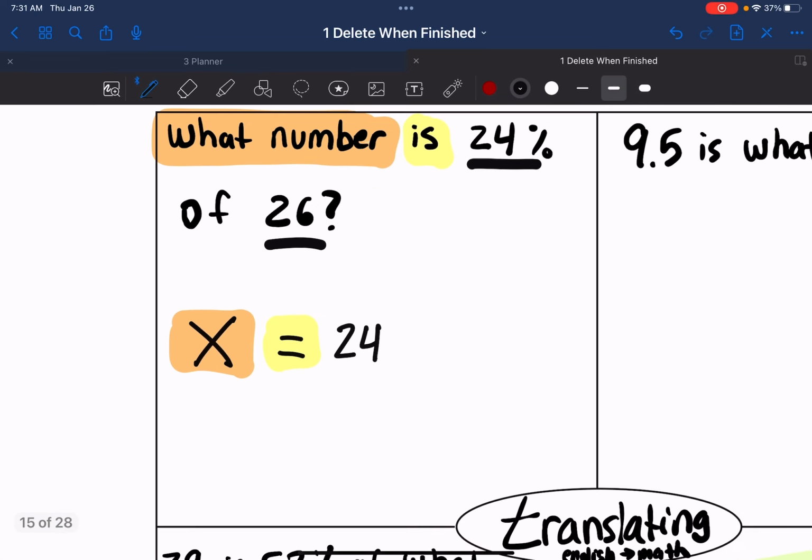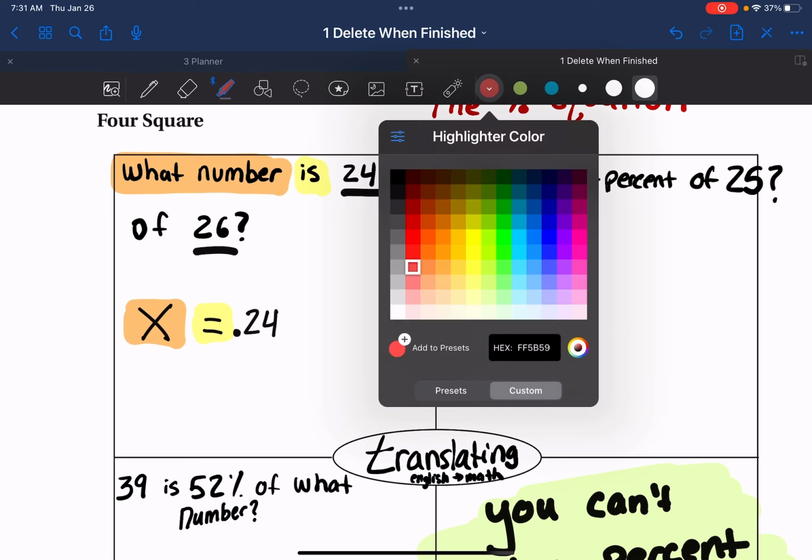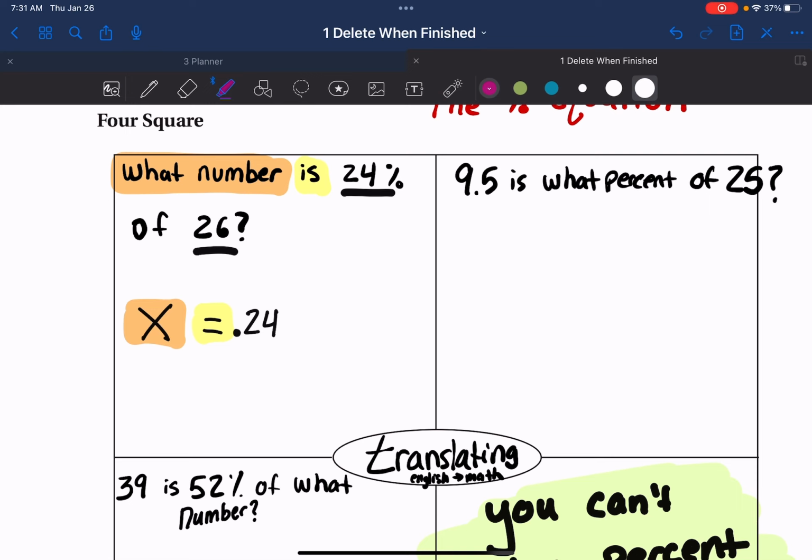Move it, boop, boop, 2 places. Now it's going to be 0.24, okay? So what number is 0.24? Now the next word is "of," and I highlighted that in pink. So I'm going to go ahead and grab a little pink. Of means times. I'm literally going to draw a little times symbol, like a little dot, okay? Times. And then the next thing in the sentence is 26. I'm going to go stick that 26 in here.